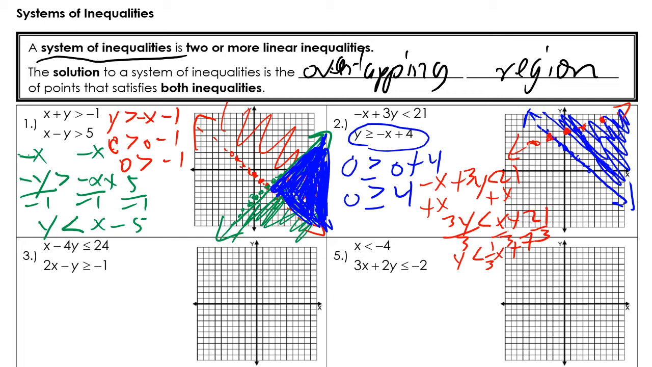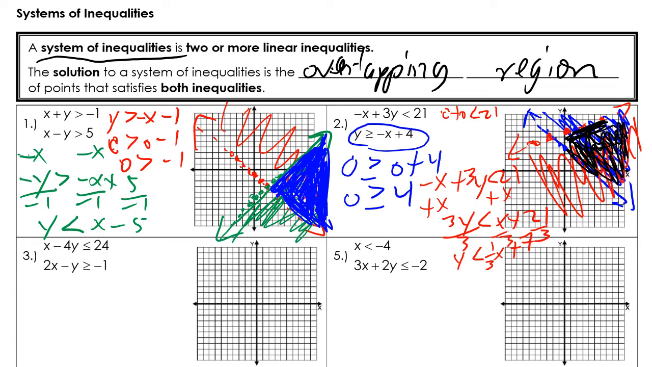If I put 0, 0 in, I get 0 plus 0 is less than 21. That's true. So I'm going to color on the side where 0, 0 is. That would be this side. And then I'm going to double color where I've colored red and blue. Okay.